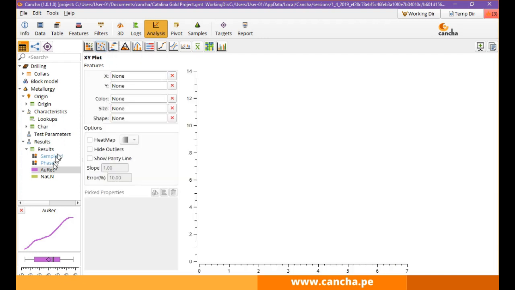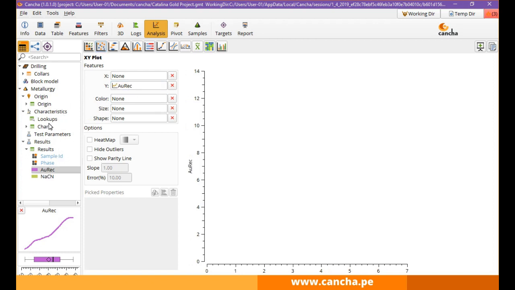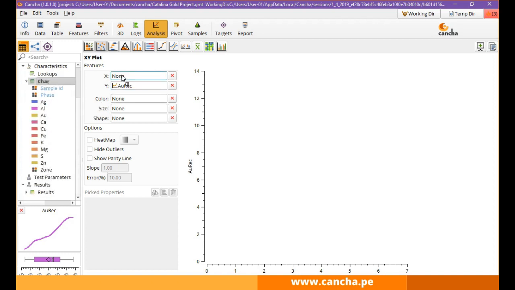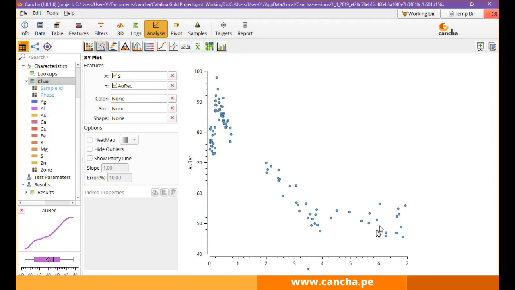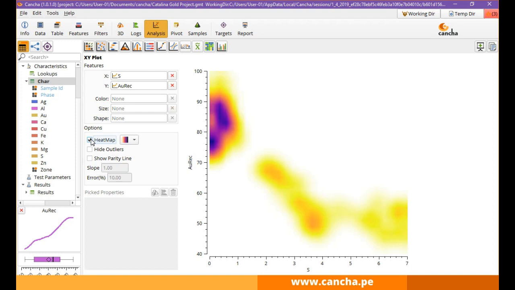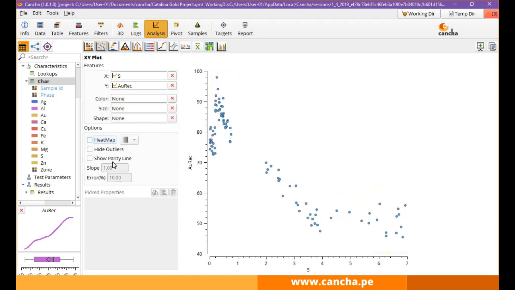So let's have another look at this gold recovery, and let's plot it. We saw that sulfur was interesting. We'll just grab the sulfur grade here from the characteristics table, and sure enough, look, there's a good relationship. Higher sulfur grade, lower recovery. Lower sulfur grade, higher recovery. You can see that we've got a lot of points here, and maybe there's something more we can do here.